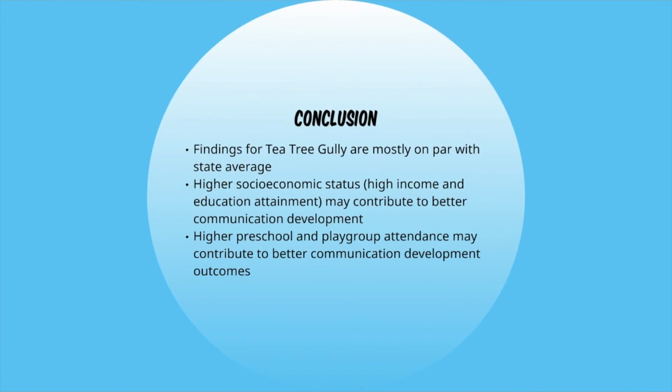Overall, data for communication development shows that Tea Tree Gully's percentages of children in vulnerable and at-risk categories are mostly reflective of South Australia's average findings, although there has been an increase in the percentages of vulnerable children within the domain of communication and language skills over time. The lower the occurrence of health issues and special needs, as well as higher family income and education attainment, suggests better health outcomes. Higher attendance in preschool and playgroups may also contribute to better outcomes for communication development.